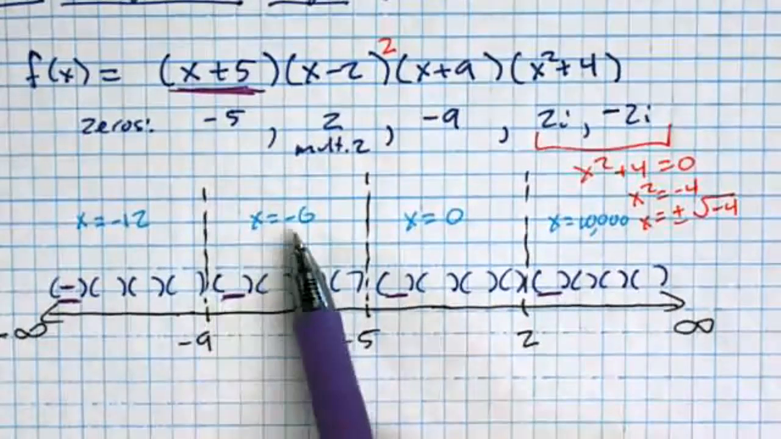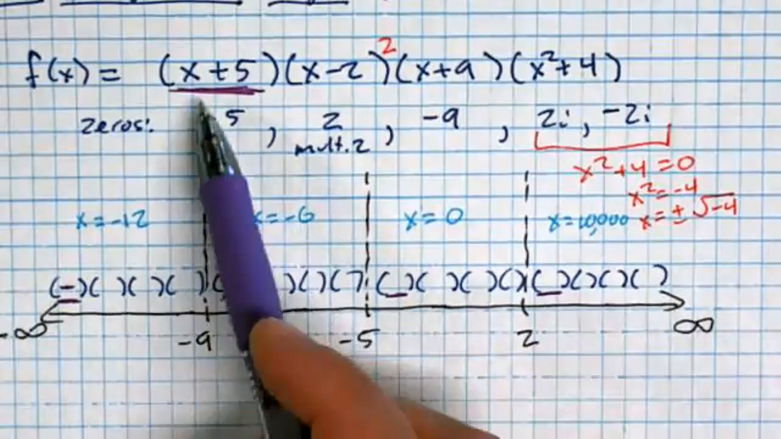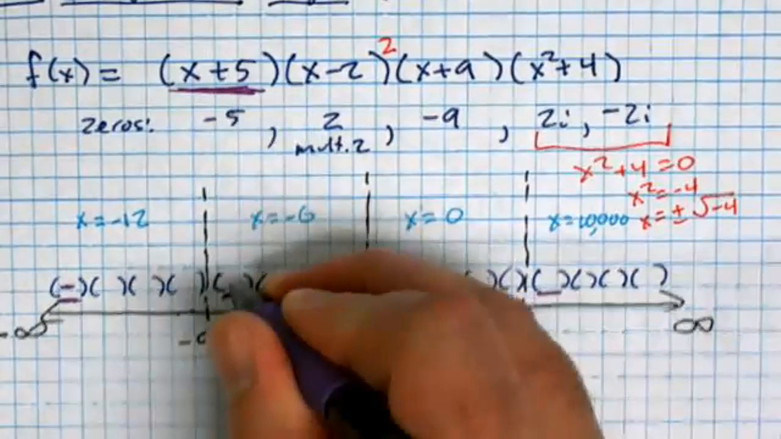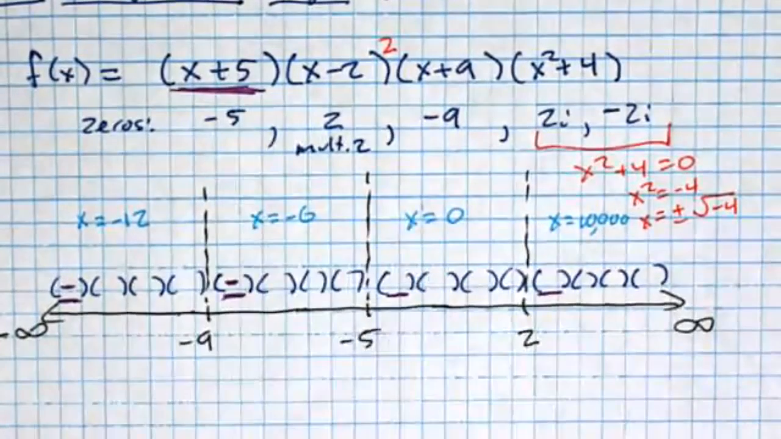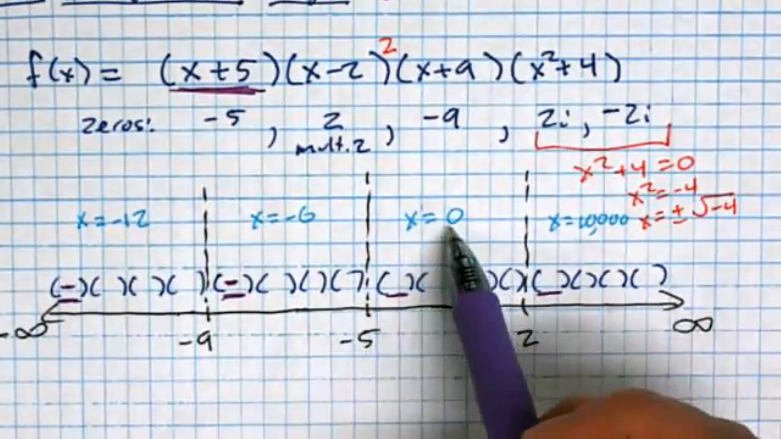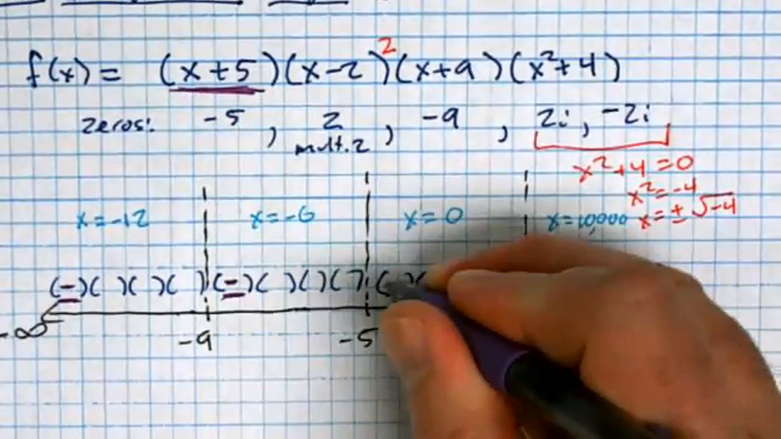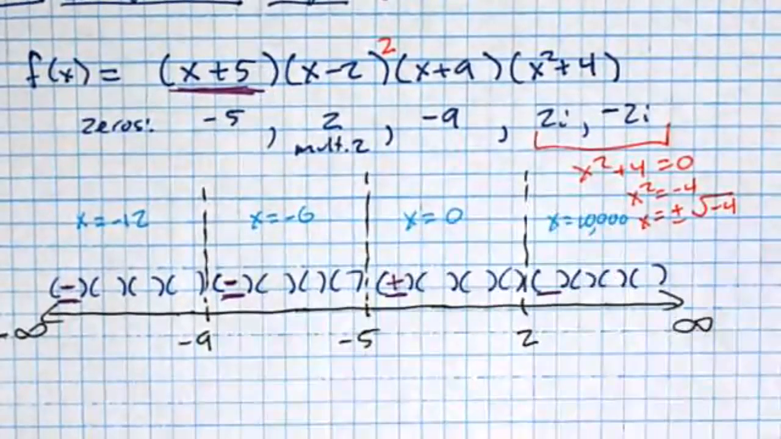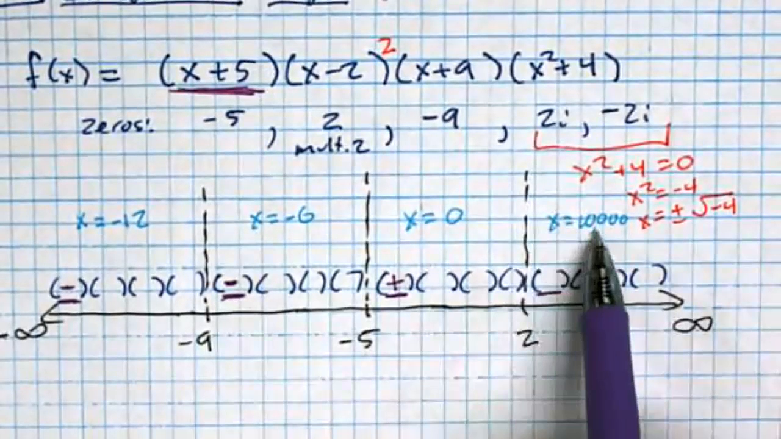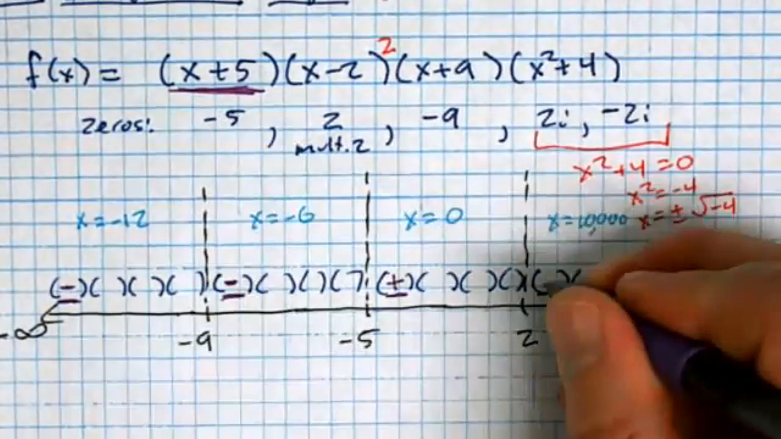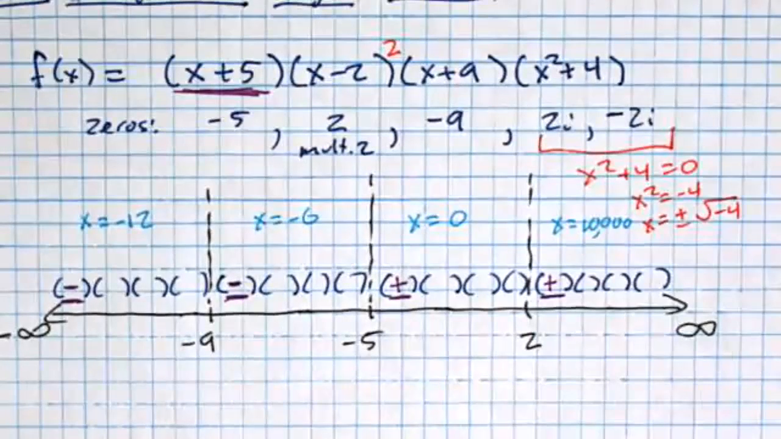All right, go to your next region and take negative 6 and plug it into that same factor. Negative 6 plus 5 is a negative number. Negative 1, I think, but it doesn't really matter that it's negative 1. All we care about is the fact that it's negative. Our next region, we picked 0. Plug 0 in here. 0 plus 5 is positive. And then plug 10,000 in here. 10,000 plus 5 is definitely positive. So we filled out that first one.